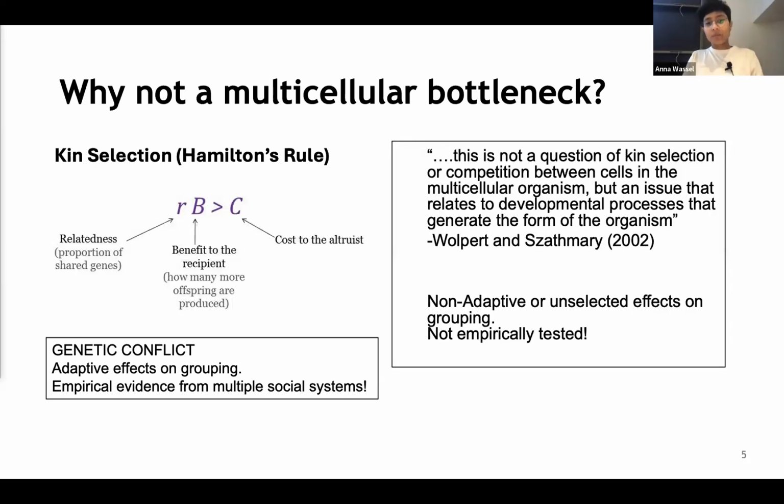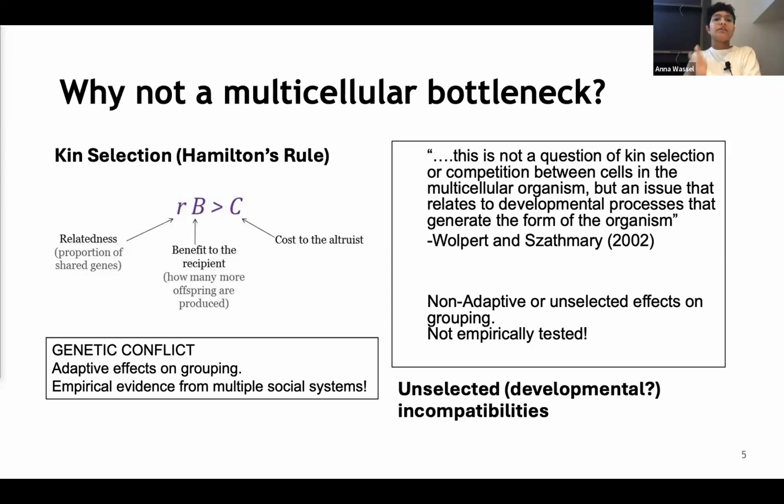Whereas there are other explanations, one of them primarily being by Wolpert and Szathmáry in their paper, where they said that it's not primarily a question of kin selection or competition, but it's an issue of how the cells develop or coordinate their developmental processes together as they grow into an organism. So here they're basically talking about a non-adaptive explanation, where if you're evolving independently, you could have problems. This is what I'm calling the unselected incompatibilities hypothesis.